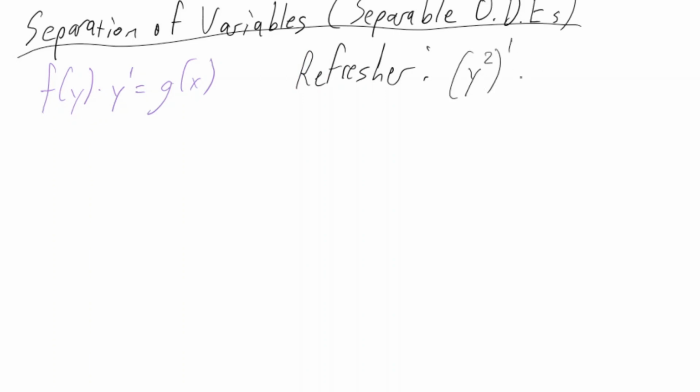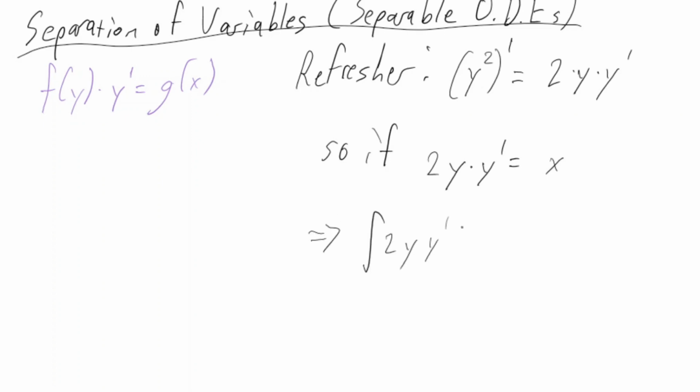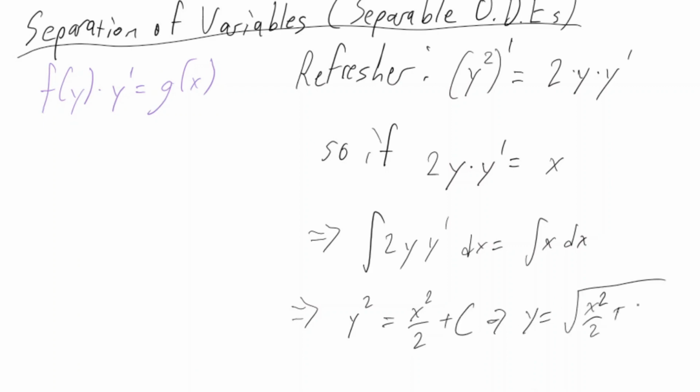If you take the derivative of y squared, where y is any function, and we're taking the derivative with respect to x, you'll get 2y times the derivative of y. And so if we have 2y times the derivative of y equal to x, then integrating both sides with respect to x, we get, by the fundamental theorem of calculus, that y squared equals x squared over 2 plus c. Then we can solve for y and get y equals plus or minus the square root of x squared over 2 plus c.